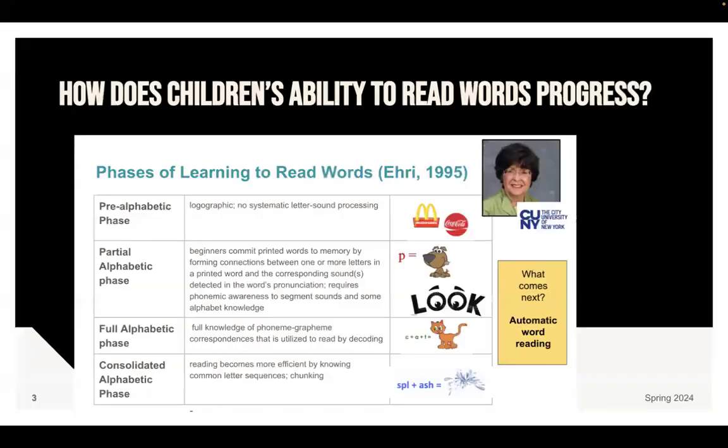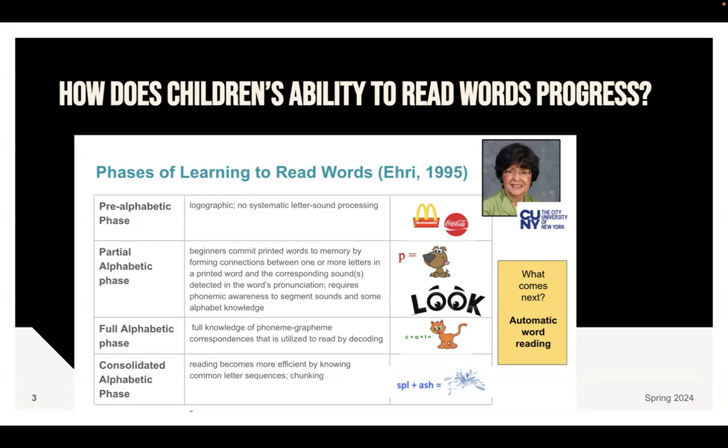Linnea Ehri proposed the phases of learning to read words, which outlines the stages through which children typically progress as they learn to read and develop their understanding of their written language. These phases describe the cognitive processes and strategies that children use to decode words and become fluent readers.